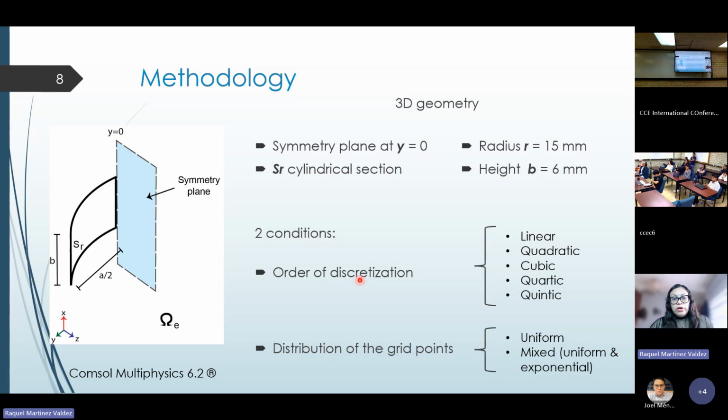And the two conditions that we wanted to analyze in this work were the order of discretization of the pressure, in a linear, quadratic, cubic, quartic, or quintic shape, and the distribution of the grid points used to calculate the ultrasound field pattern, in distribution uniform or mixed, that is formed with uniform and exponential distribution.